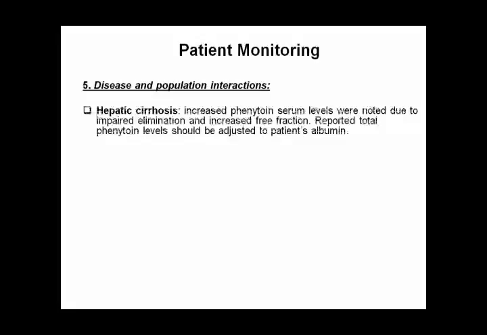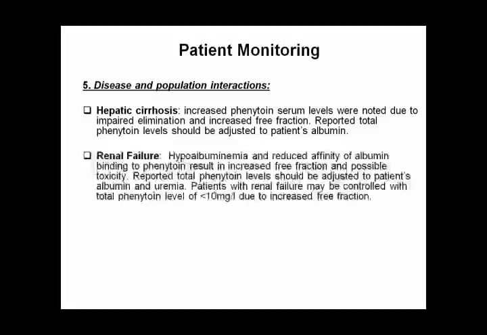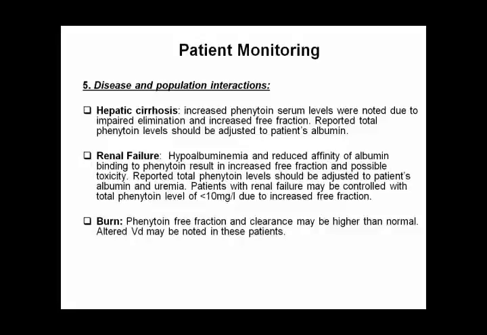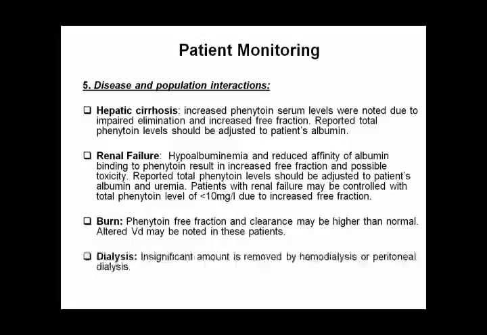You also monitor for the possibility of drug-disease interaction. We know that in cirrhosis or renal failure, the clearance of phenytoin is lower than normal. In burn patients, it's higher than normal because of the hypermetabolic stage. In dialysis, a significant amount is removed by hemodialysis or peritoneal dialysis. So you may need to give a dose after dialysis to patients to minimize relapse or seizure occurrence.